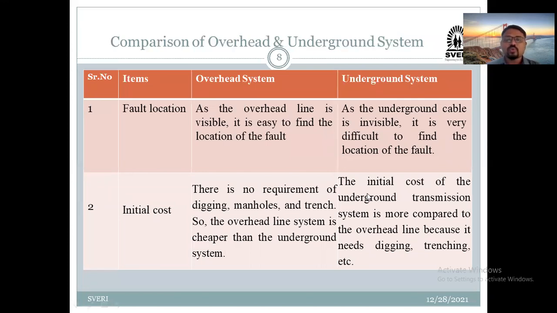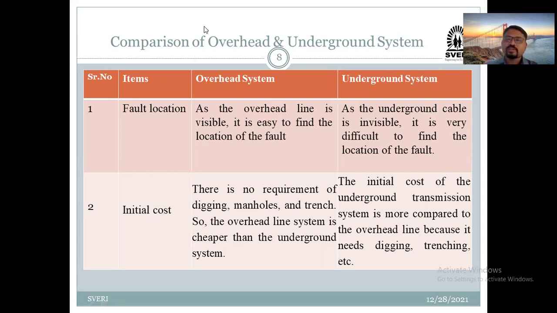ओके, आता सगळ्यांना ओव्हरहेड आणि अंडरग्राउंड सिस्टीम मधलं बेसिक आयडिया आली का? ओव्हरहेड सिस्टीम म्हणजे काय आणि अंडरग्राउंड सिस्टीम म्हणजे काय, कळली का सगळ्यांना? Yes, sir. Okay, now a very important point which is present in our syllabus is the comparison between overhead and underground system. मग आता आपल्याला काय करायचं आहे, कंपॅरिझन करायचं आहे ओव्हरहेड सिस्टीम आणि अंडरग्राउंड सिस्टीम, but with the help of different parameters or different items.